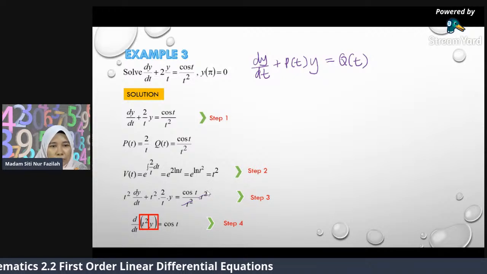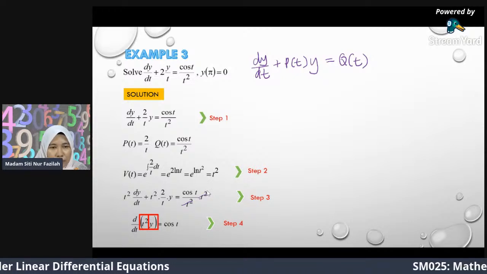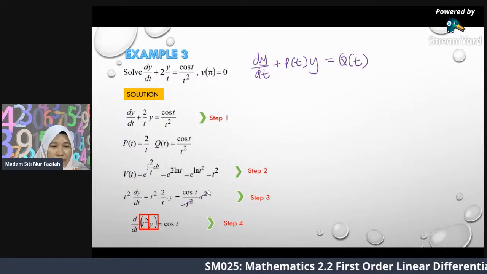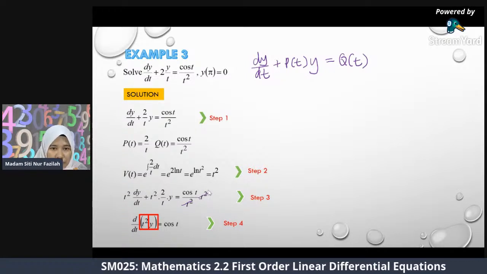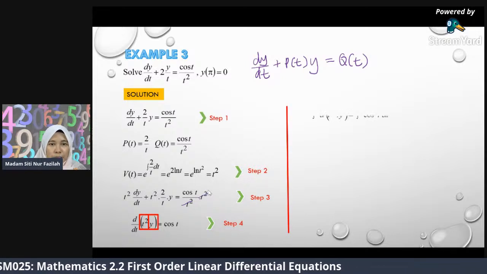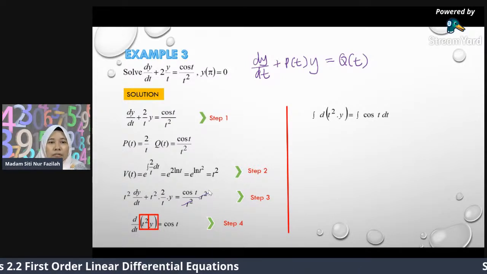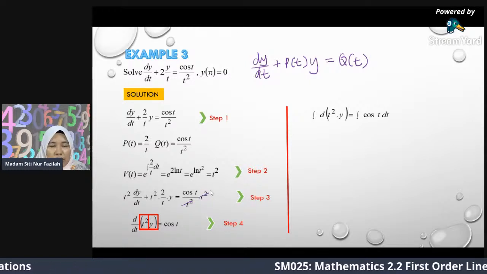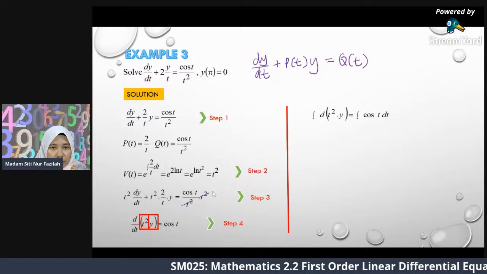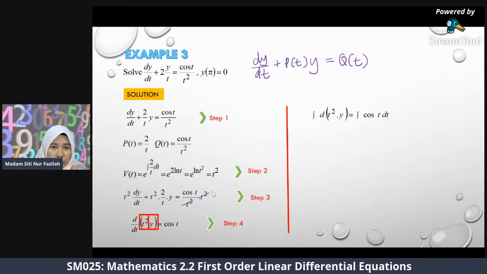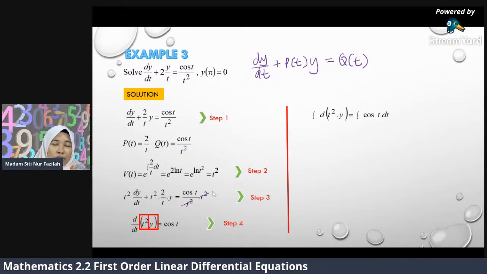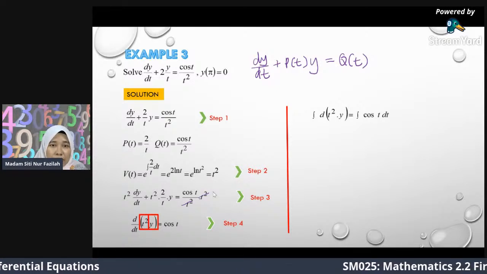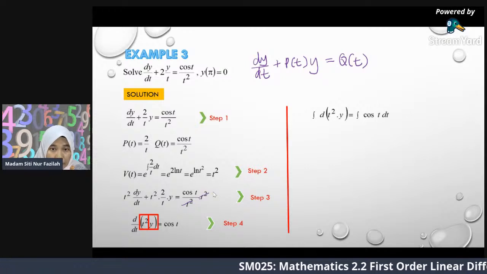To go to step 5, we need to multiply with dt on both sides. Don't forget to multiply with dt on both sides. And then we integrate both sides. Integrate d of t square y equal to integrate cos t dt. Integrating the left side, we get t square y.